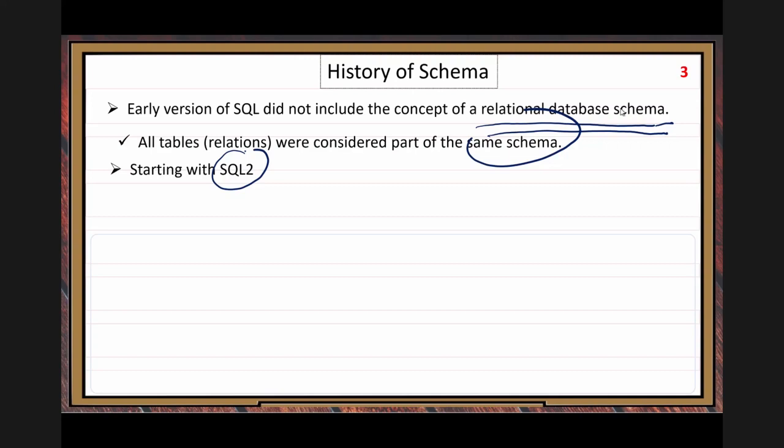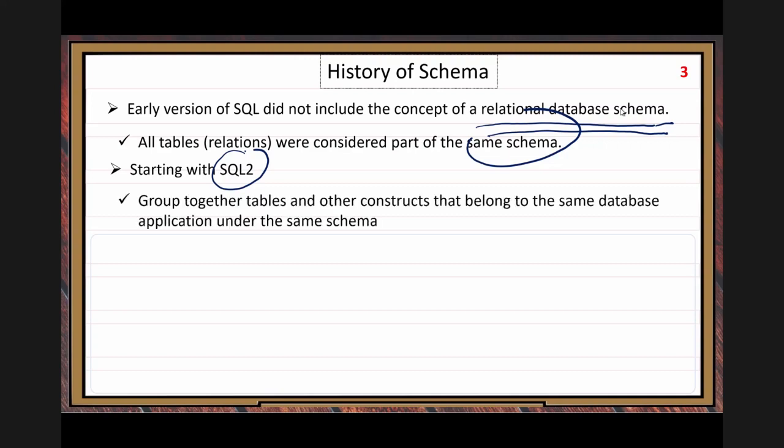So, we group together tables and other constructs that belong to the same database application under the same schema. One-to-one correspondence: one database, one schema. That's the current way we use. So that's the history of the schema.